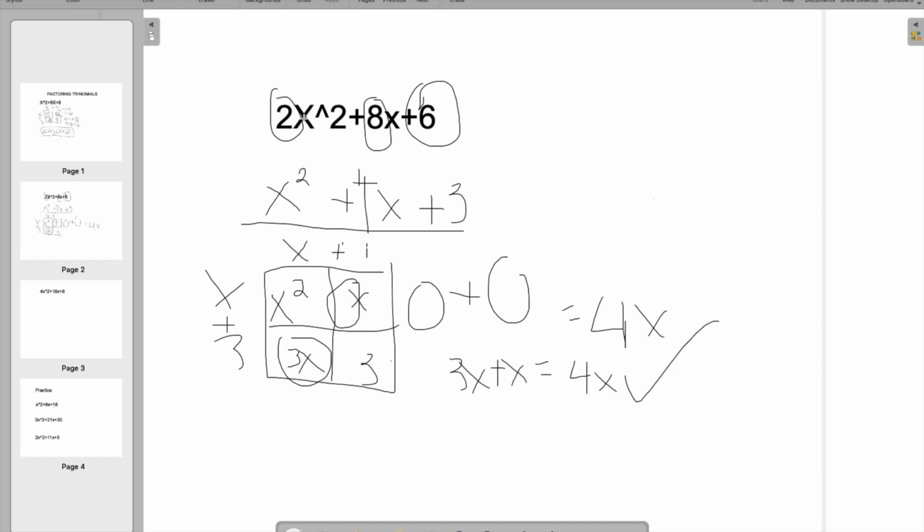Yay. Okay, so since we divided it by 2, we have to write 2 before the rest of our answer. So 2 times (x plus 3) times (x plus 1).